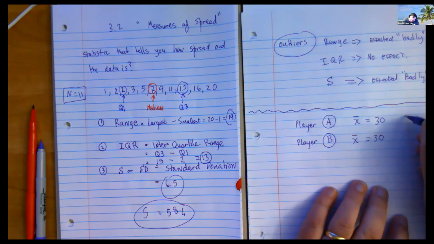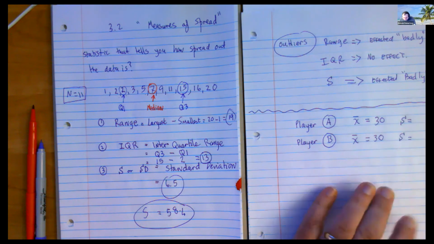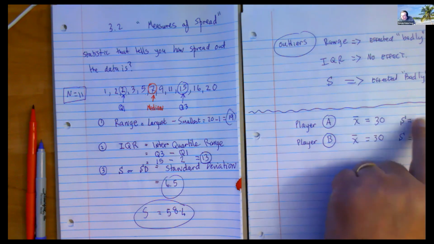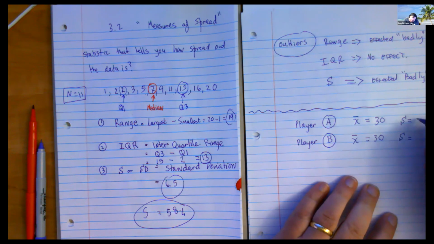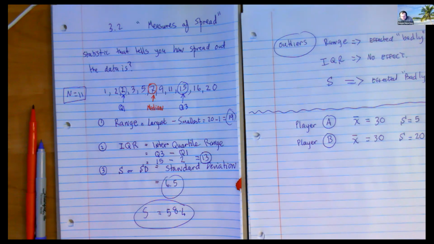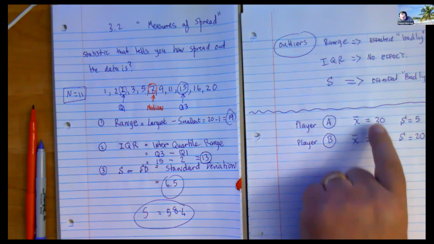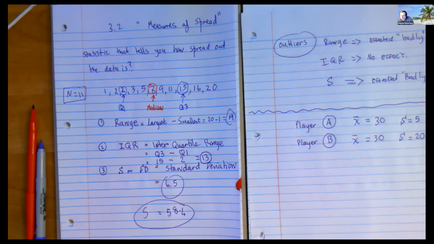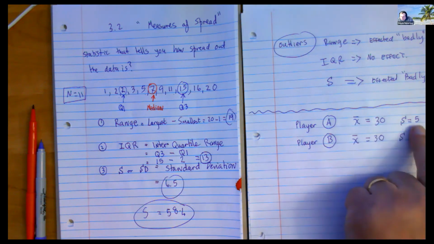And then I'm going to tell you the standard deviation, but I could also tell you the median and interquartile range, right? But I'm going to tell you the standard deviation. And the standard deviation here is 5, and the standard deviation here is 20. Now, in one respect, aren't both these players equally good? They both, on average, score 30 points a game, right? But the standard deviation is significantly different.